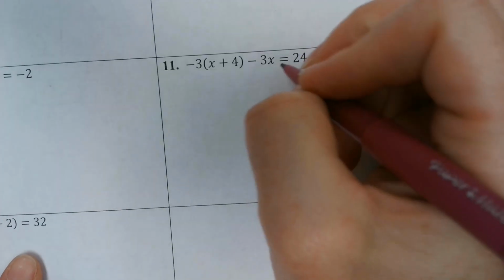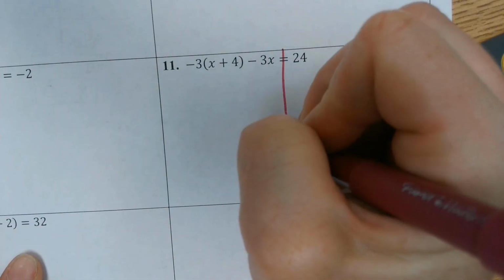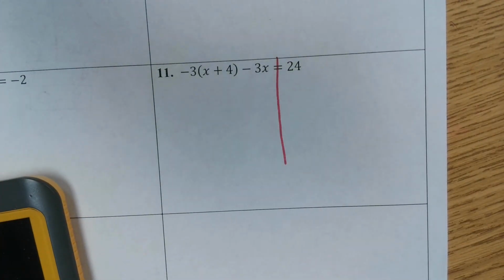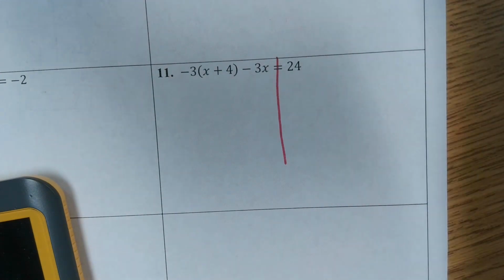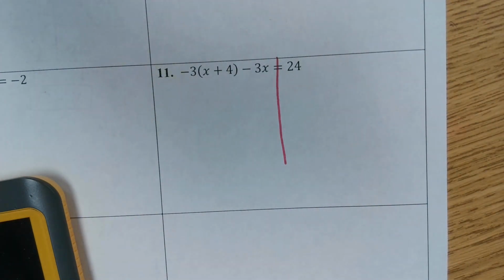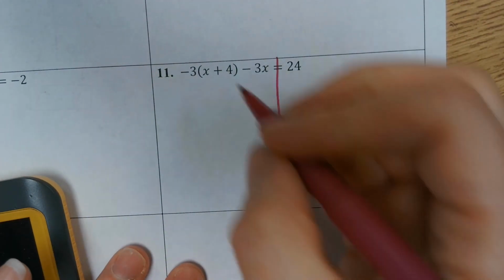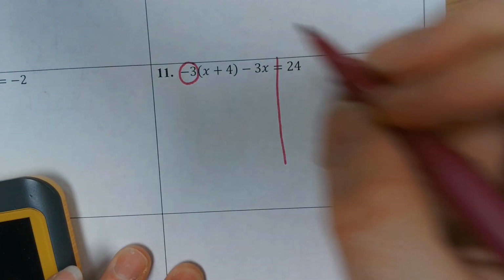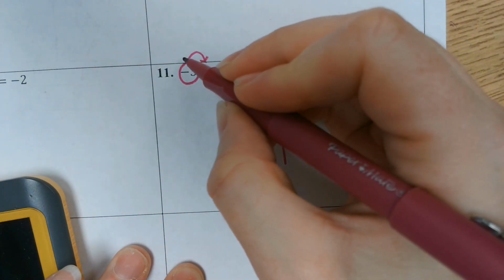Let's look at number 11. I'm going to draw my line down the equal sign. Order of operations, say I'm going to distribute first. And take this -3, distribute it.